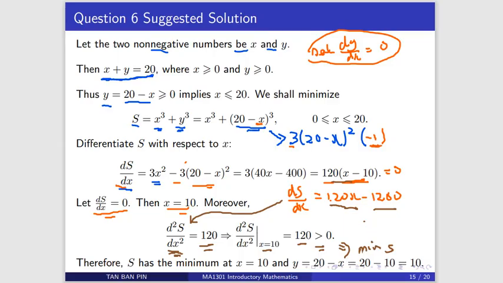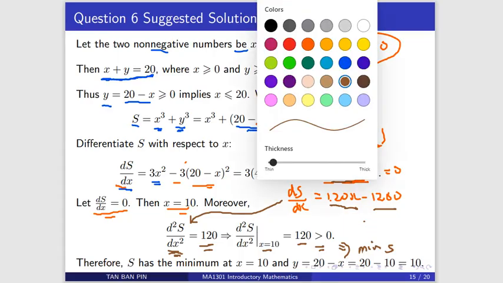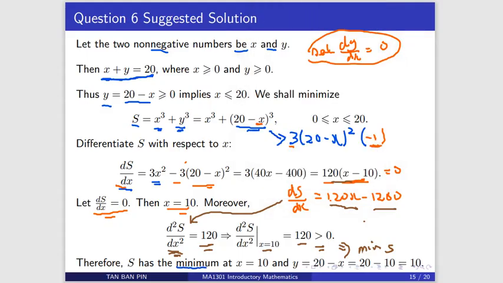So which means you will have minimum S at x equals 10. And you can work out y from here. y is 20 minus x. So y is 20 minus 10, which is 10. So that means to have the sum of cubes minimum, x is 10, y is 10.